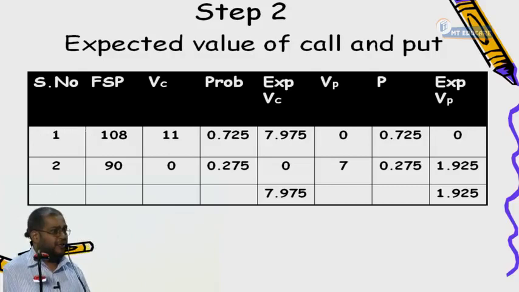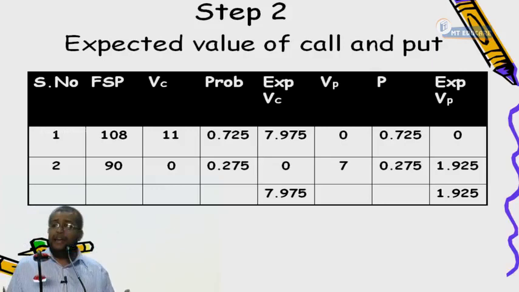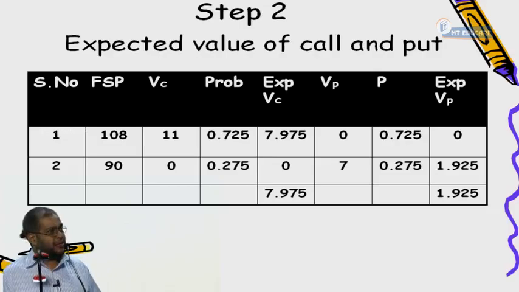Next session, very important, we'll discuss the two period binomial model. A 10-mark question has been asked from the two period binomial, and also the very important Black-Scholes model, in the next session.